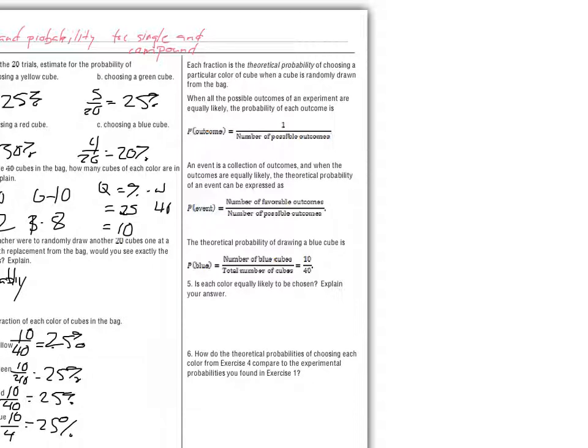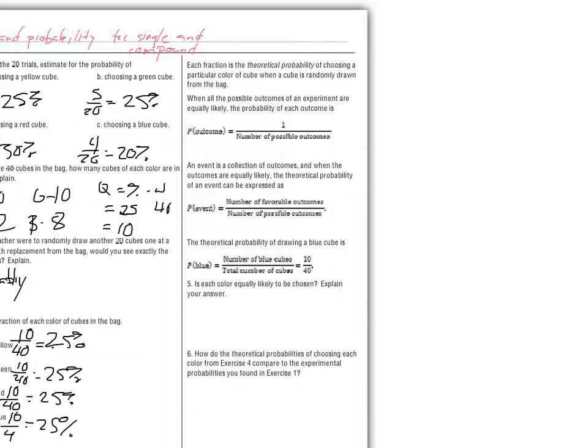Now, there are multiple green cubes, so all of those would make up the collection, and that's why, in an event, a collection of outcomes, when the outcomes are equally likely, the theoretical probability of the event would be the number of favorable outcomes. So we'd be talking about all of the green cubes, or if we were talking about the probability of a green or blue cube, you're talking about all of the green or blue cubes. So for the example here, the theoretical probability of drawing the blue cube is 10 out of 40. So the same as the fraction in the bag.